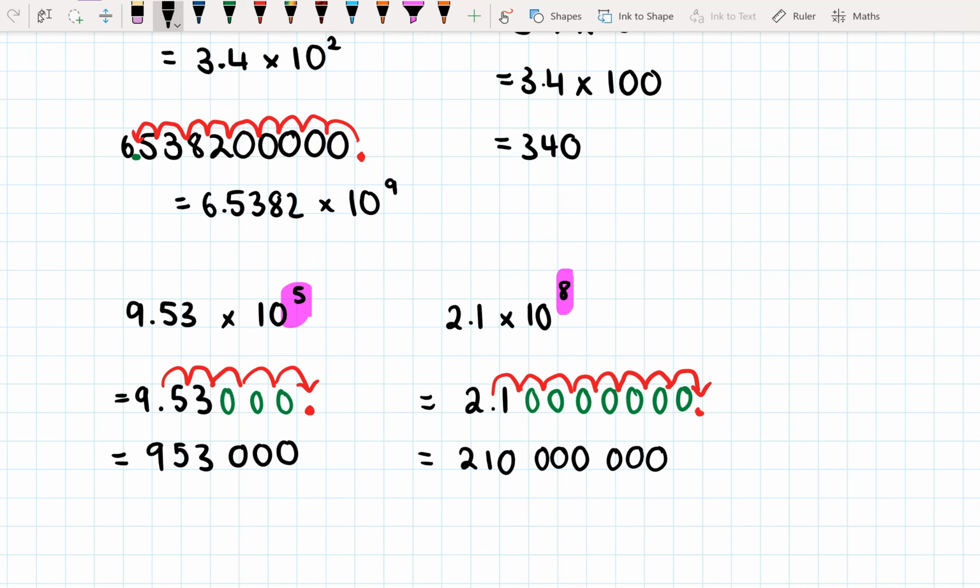So this is how we write numbers in scientific notation if they are large, and how we write scientific notation numbers back in standard form.